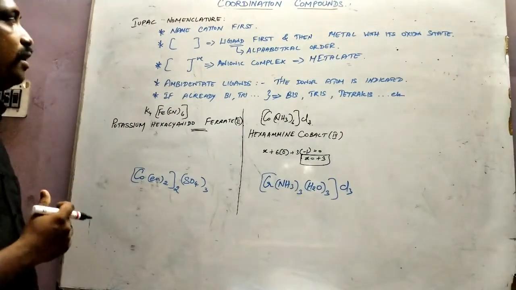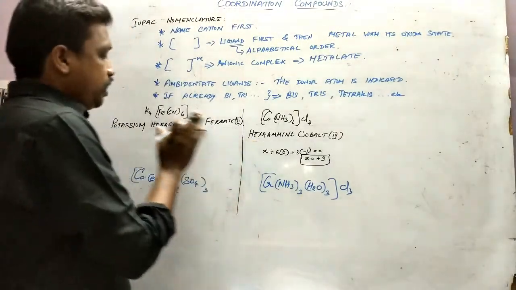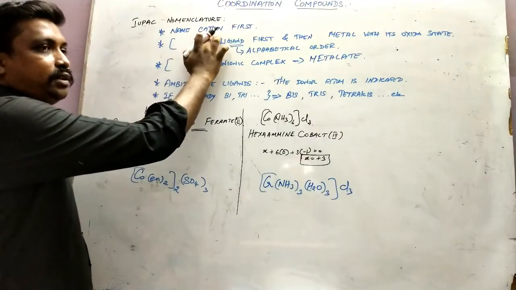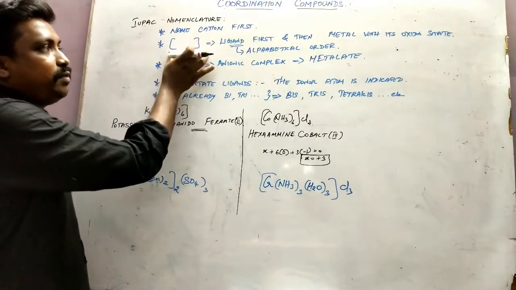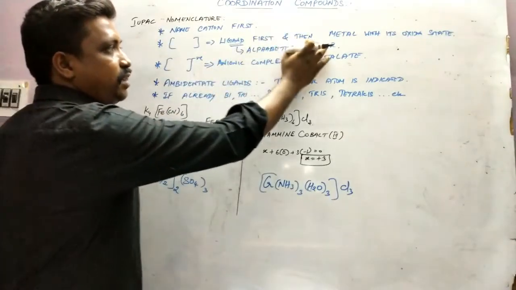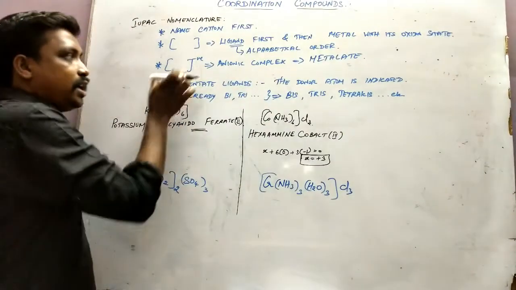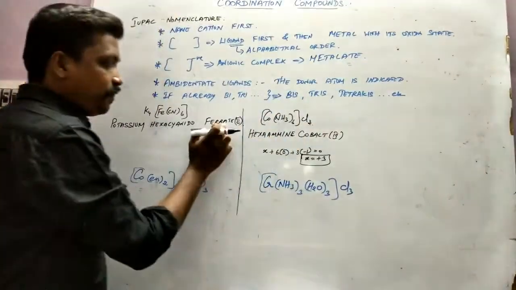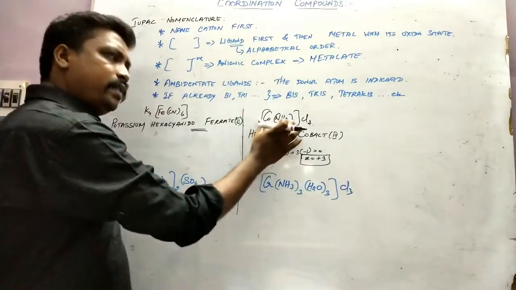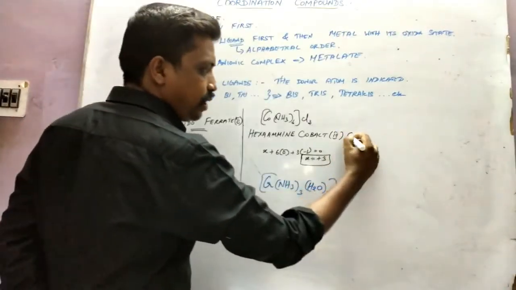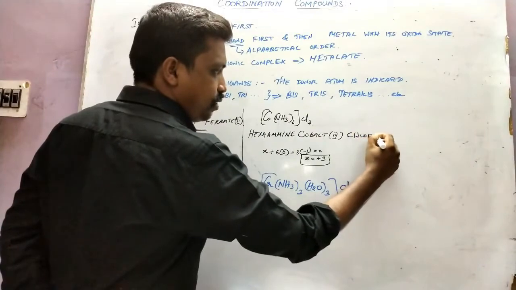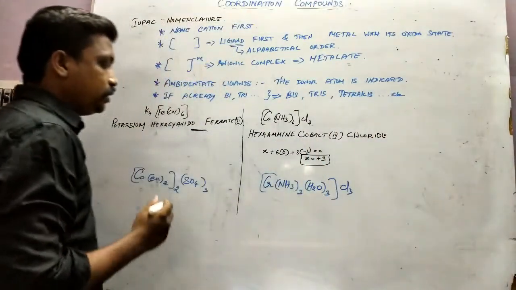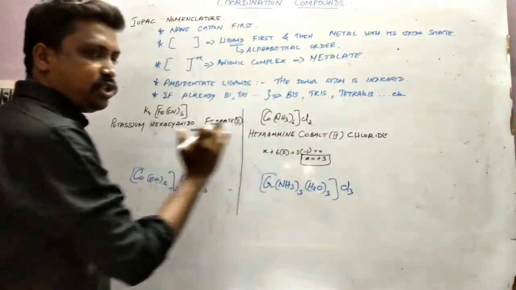Listen. Okay. So first name the cation. If the cation is in the square bracket, name the ligand first and then the metal atom with the oxidation state. If the square bracket has a negative charge, name the metal as metallate, ferrate. Here we have named the cation. So the anion is chloride. Simple. So we have given the names for these two complexes.